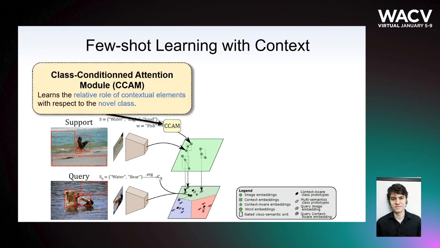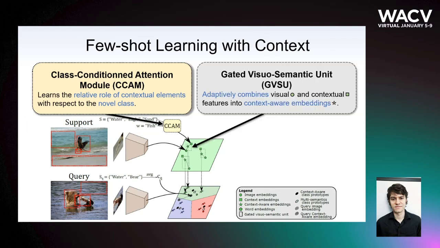The first module is a class condition attention module that learns to weight the most important elements from the context while learning a novel class. The intuition is that all co-occurring objects are not equal. For instance, in my previous example, the bottle of wine might be more important to include in the semantic representation of a corkscrew than a wall or other objects that are irrelevant. CCAM will learn to give more importance to these objects and ignore out-of-context classes.